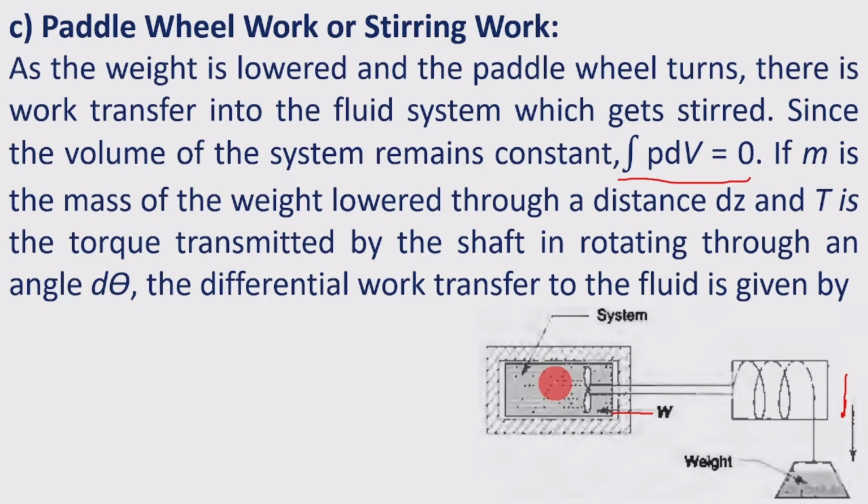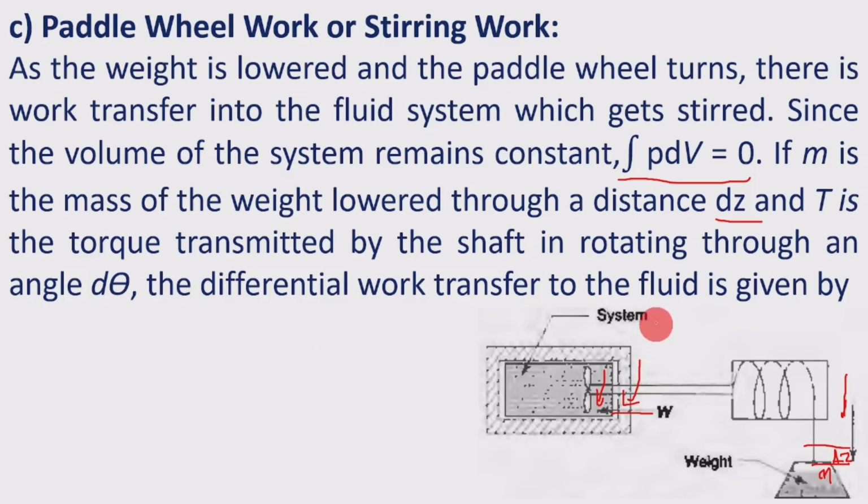Already we have discussed this: for a constant volume process, the work transfer is 0. Then m is the mass of the weight to be lowered through a small distance dz, and T is the torque transmitted by the shaft in rotating through an angle dθ. The dθ is the angular displacement.